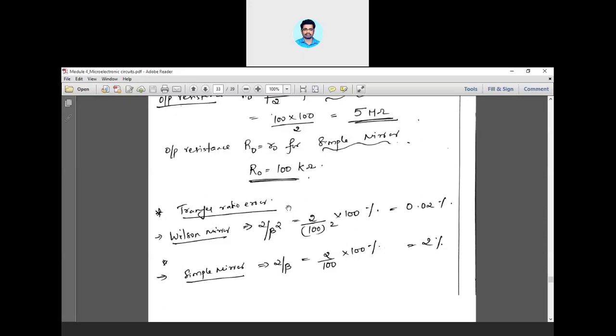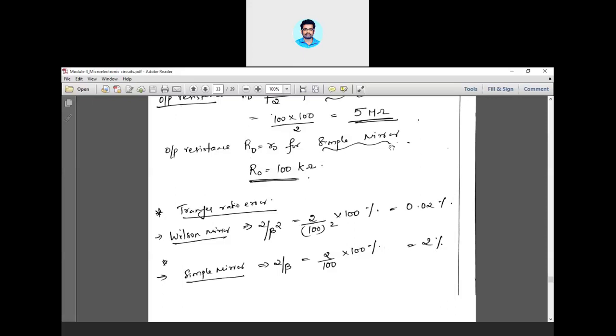That you can find out. Beta is given. So 2 by 100, the whole square. When you express in percentage, you have to multiply again with 100. So the answer is 0.02 percentage. For a simple mirror, the error is 2 by beta. That is the difference. See, so the difference here is the error is more in the simple mirror.